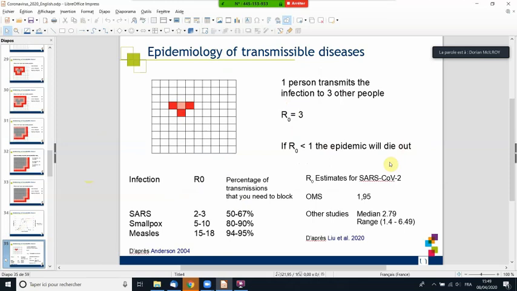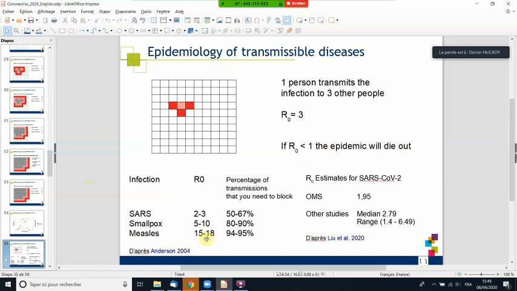So the R0 number is very important for all these control measures, because it determines the percentage of transmissions that you need to block in order to control the epidemic. So for SARS in 2002-2003, the estimates were that R0 was 2 to 3. For smallpox, it's between 5 and 10. And for measles, it's like 15 to 18.